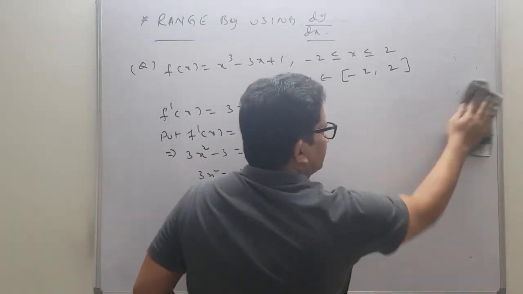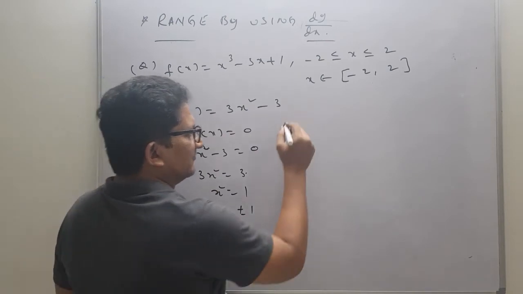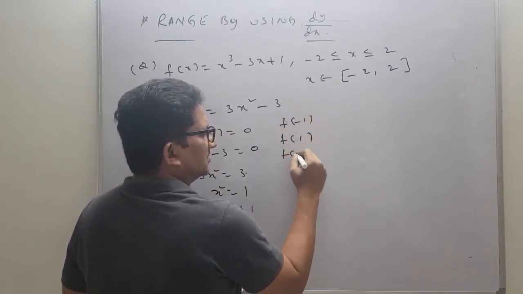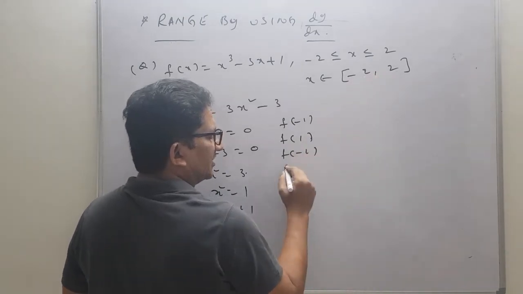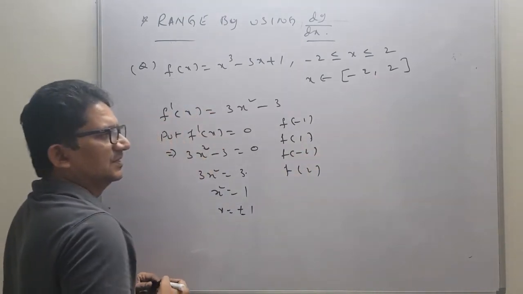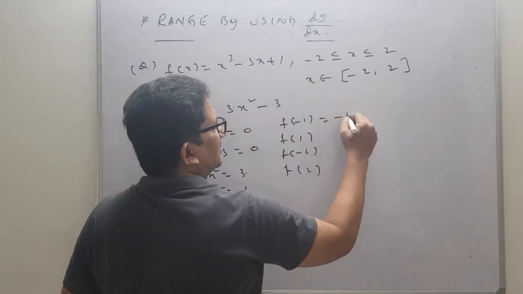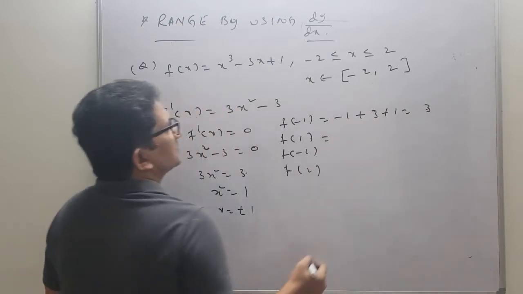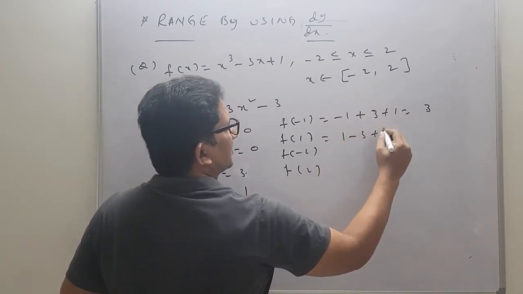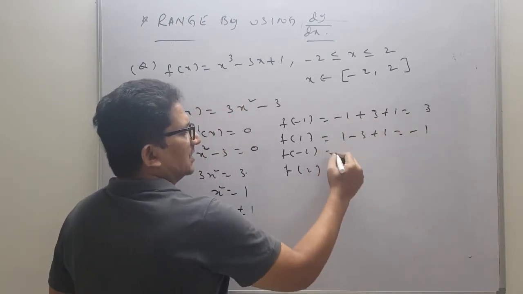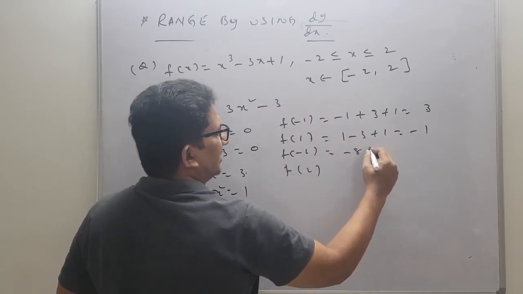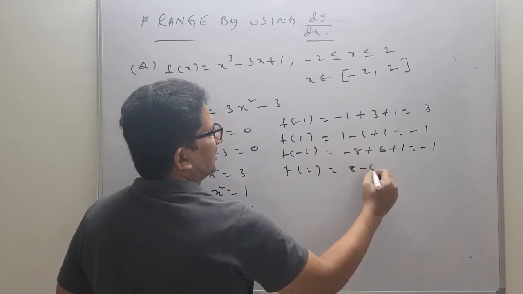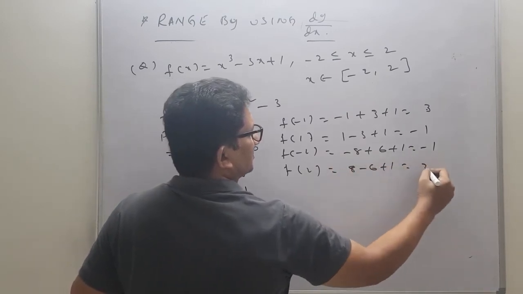So now we need to find f of minus 1 and f of 1, and f at these boundaries also, f of minus 2 and f of 2. So f of minus 1 will be minus 1 plus 3 plus 1, which is 3. Next f of 1 is 1 minus 3 plus 1, which is minus 1. And f of minus 2 is minus 8 plus 6 plus 1, which is minus 1. And f of 2 is 8 minus 6 plus 1, which is 3.